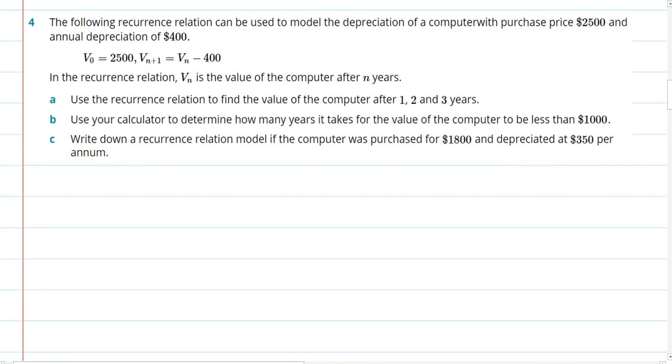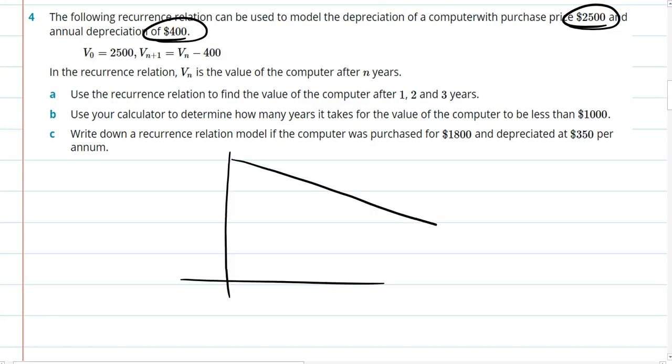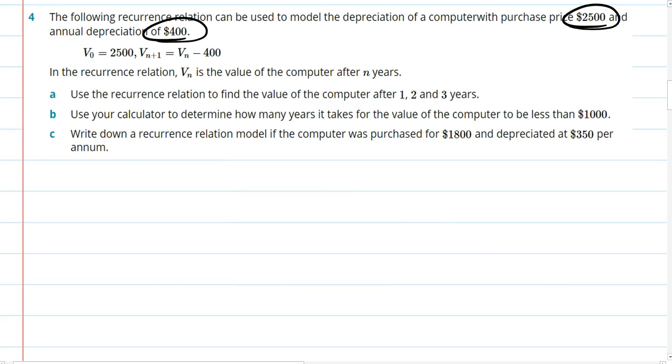Flat rate depreciation is a similar idea. It just works decreasing instead of increasing. So here's $2,500 on this computer, and it has annual depreciation of $400. We're just going to do the same thing but go down. You can imagine the value of a computer going down over time. That's what we're going to be modeling with this recurrence relationship. So we're going to find the value of the computer after 1, 2, and 3 years, using this recurrence relationship here.